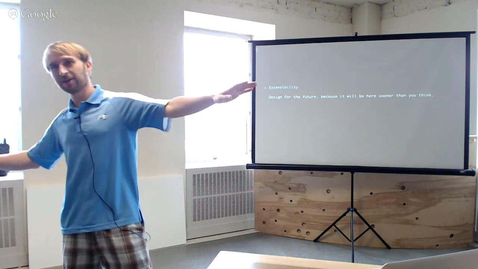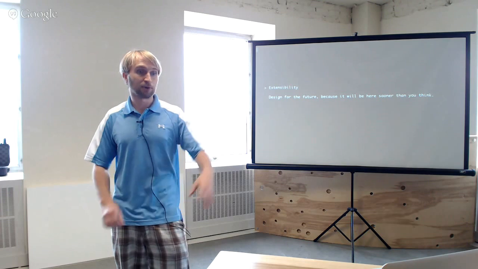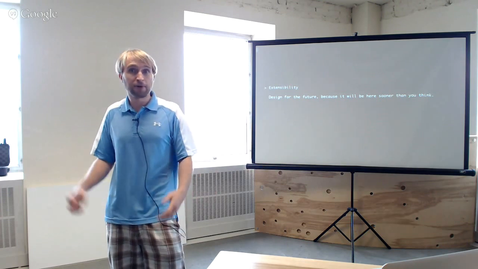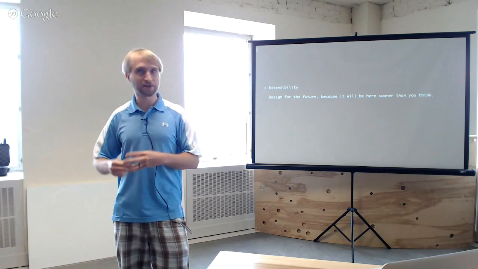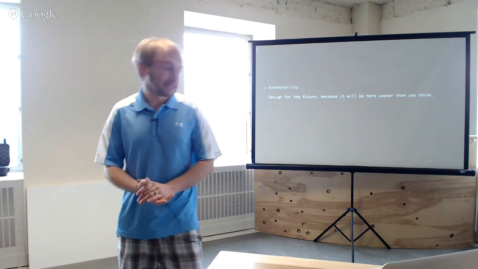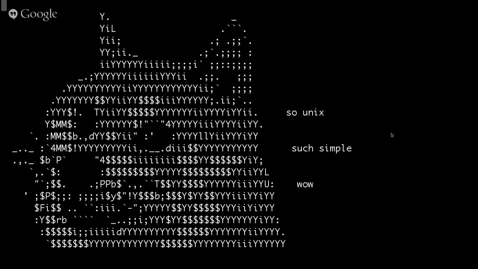And then finally, last one, extensibility. As Raymond said, design for the future. It will be here sooner than you think. One way we can apply this is to use versions. Versions, for example, in file formats in Unix land, or in our APIs. Version your API because it's going to change. You're going to change your API, so just go ahead and plan for that ahead of time. And I think that's about it. So in conclusion, to quote the Doge, so Unix, such simple, wow.